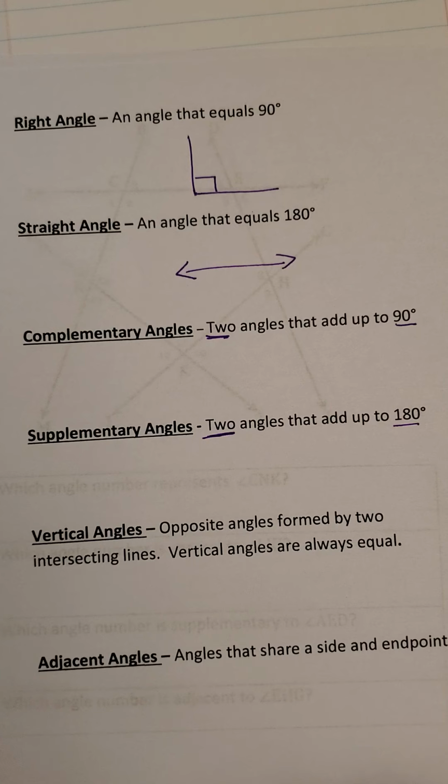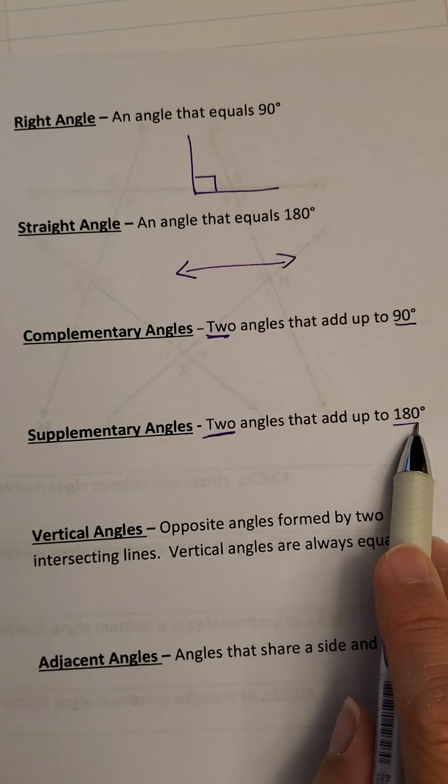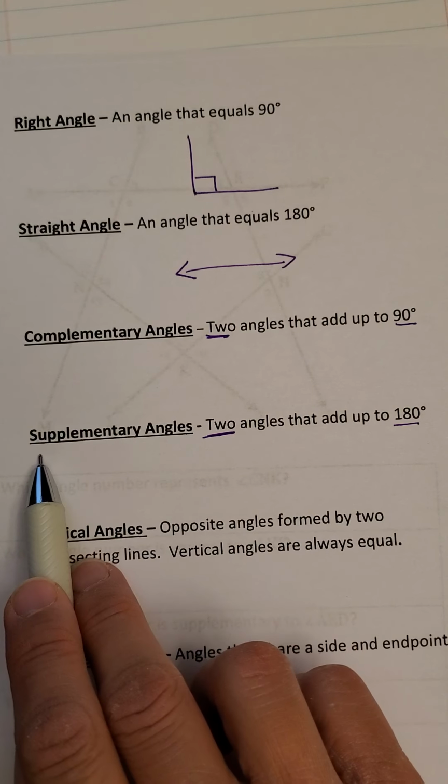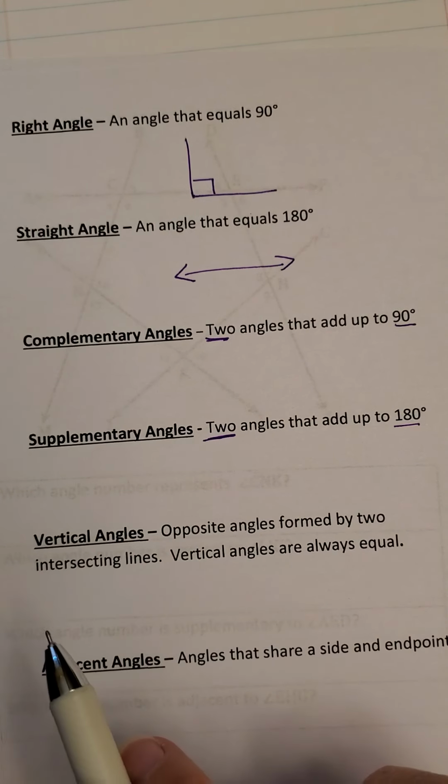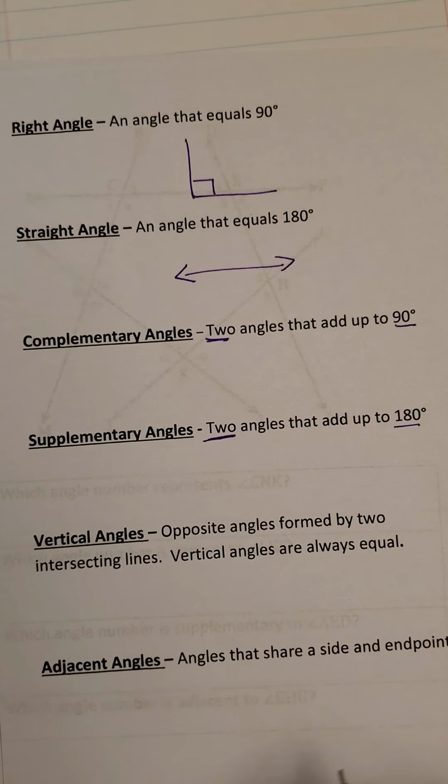Now, you're going to have to remember that. How do you remember it? This is how I remember it. 90 comes before 180. Complementary comes before supplementary in the dictionary. On the number line, in the dictionary. So that's how I remember it. You got to remember it.